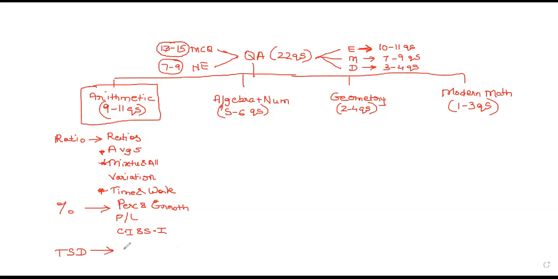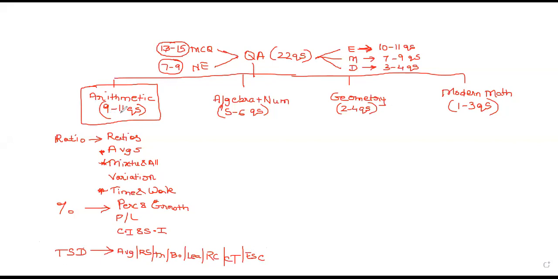So here you would be looking at average speed, relative speed, leaps, races. Then you have circular tracks, escalators, and so on. So you have so many different question types which could by themselves be called chapters. And hence this becomes very, very important.